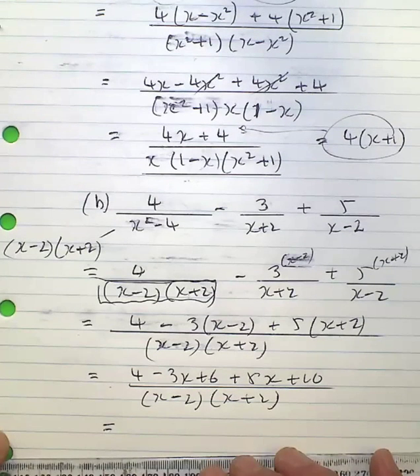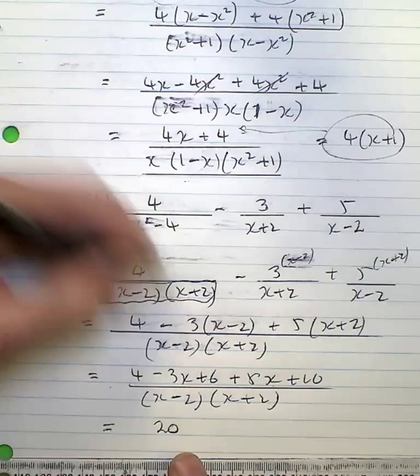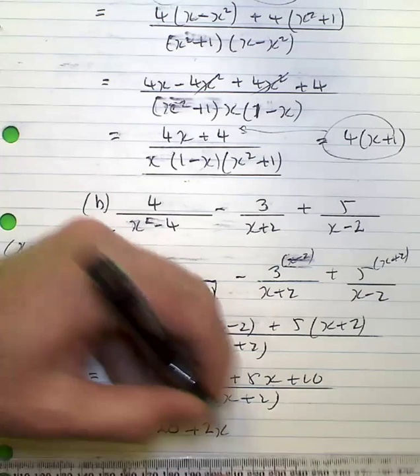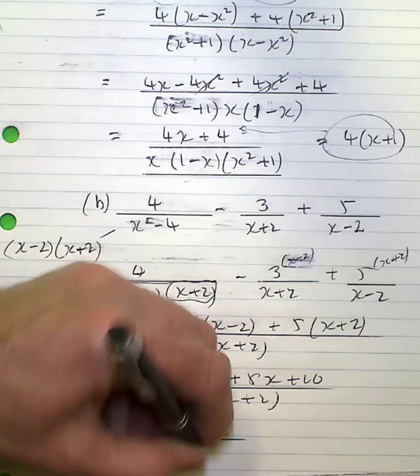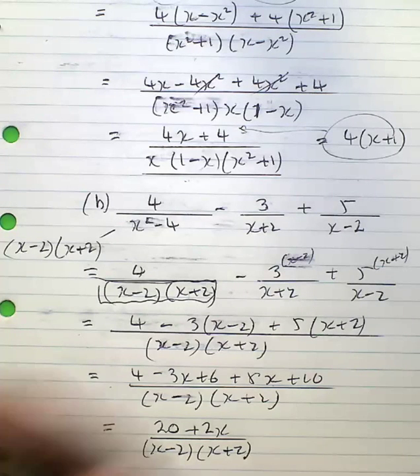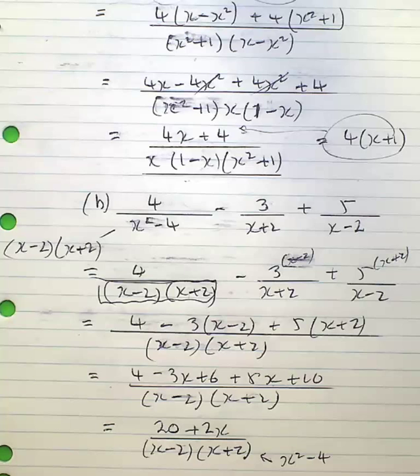And then gathering that all together, I'll have 20 plus 2x divided by x minus 2 lots of x plus 2. Once again, I notice in the answers they've expanded that out to be x squared take 4, but I think it's okay to leave it in that format.